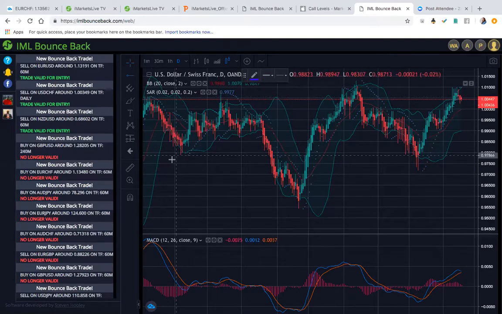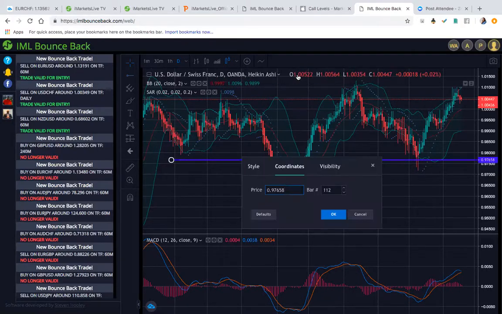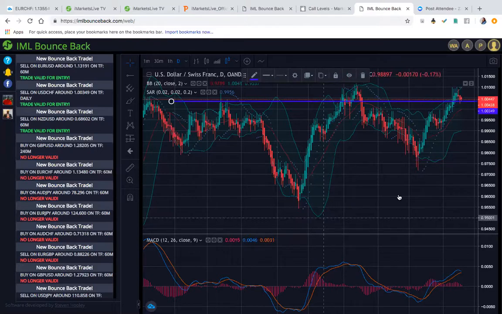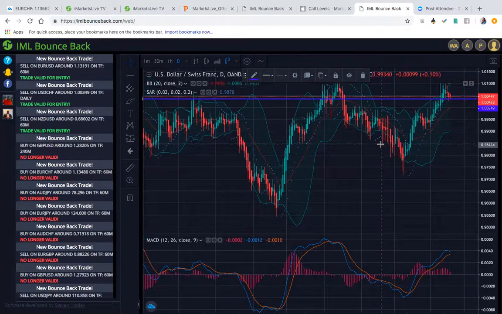Anywhere on the screen. Click the settings tab. Go to coordinates and change the price to 1.00349. Right? Good. So this got called on the daily time frame. We need to drop 2 time frames down. So let's look at the time frames together.